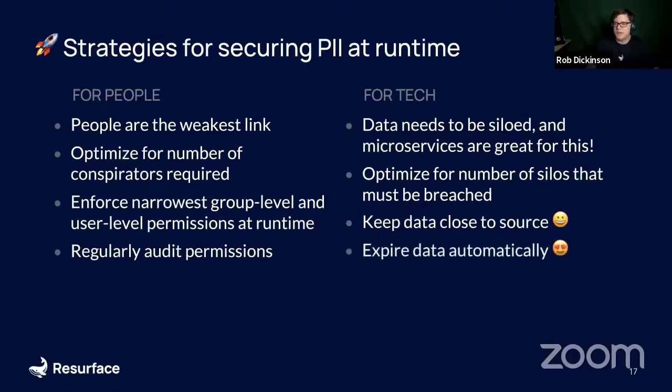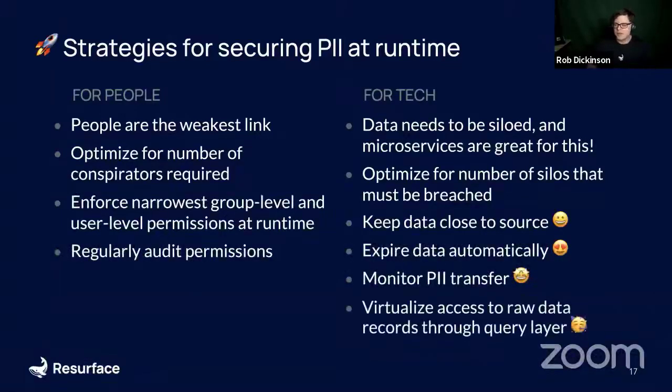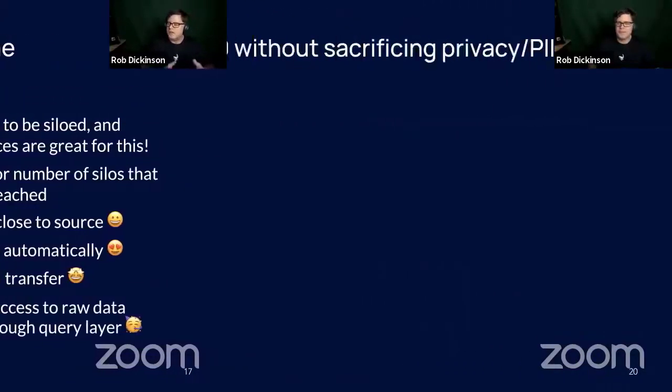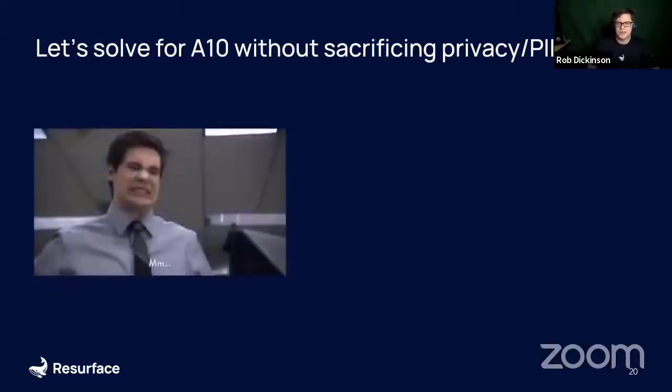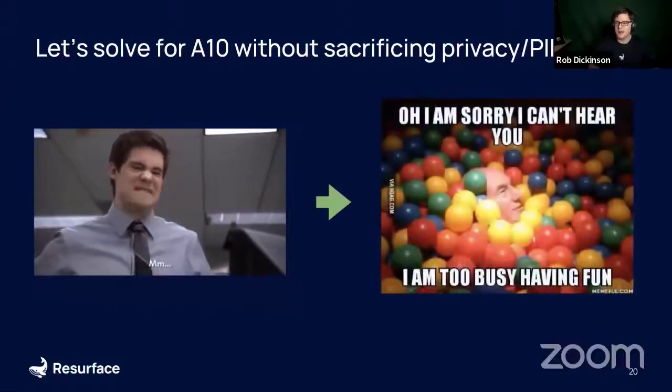Part of GDPR and CCPA, we can then roll that data off automatically, expire that data when we don't need to have it anymore. We can actively monitor PII transfer, and we can also virtualize access to raw data. So that's the potential. There's so much that we could be doing around A10, but in order to really solve for A10, we have to also solve for some of these privacy and PII concerns. We really can go from a place where we don't feel like we're having a great time to a place where we really feel like we understand how our APIs are being used and how they're being exploited, and we can sleep well at night.